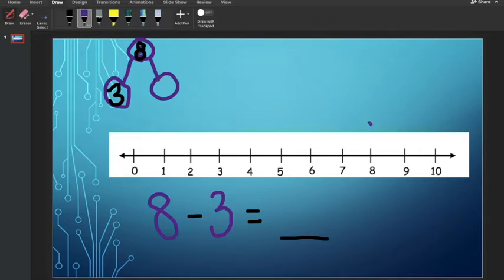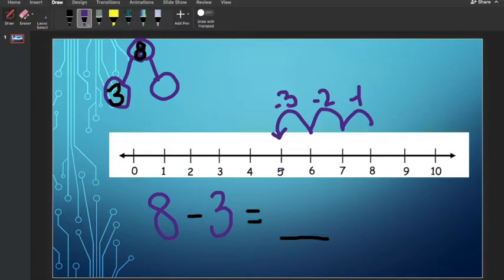So we're starting on 8. We're going to go backwards, remember, because we're subtracting. We're going backwards, and our number in our equation is 3. Let's count backwards 3 spots. Ready? Go. 1, 2, 3. Let's check to make sure we did count correctly. Minus 1, and I put the number right over that hump where I jumped. Minus 2, minus 3.